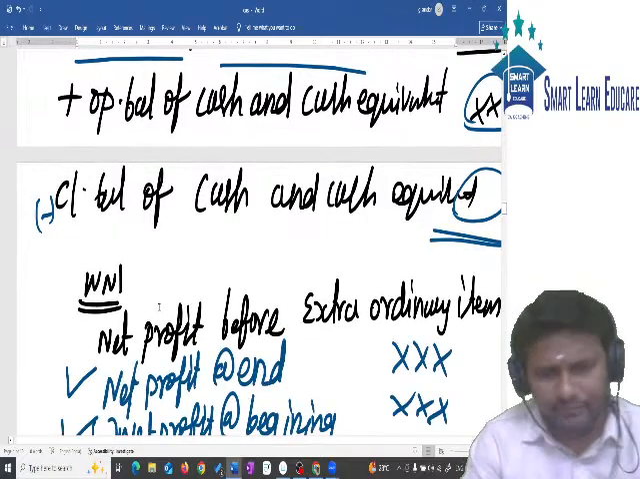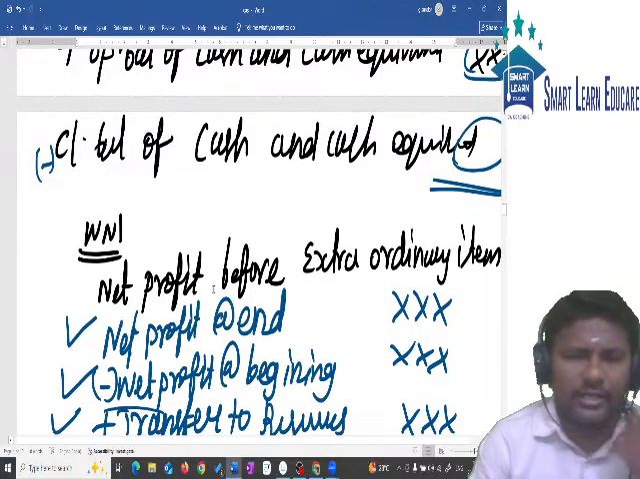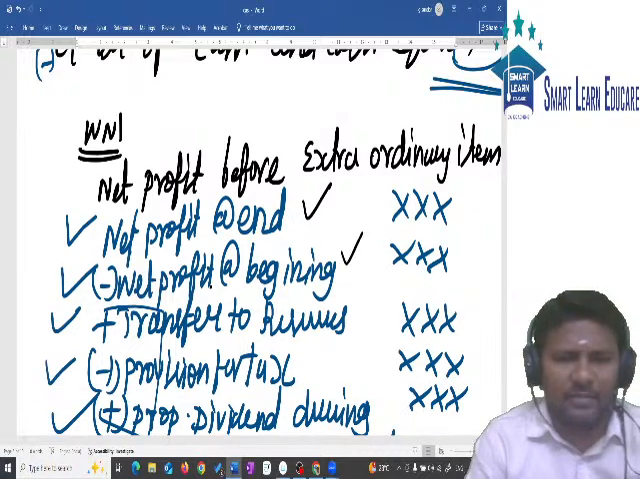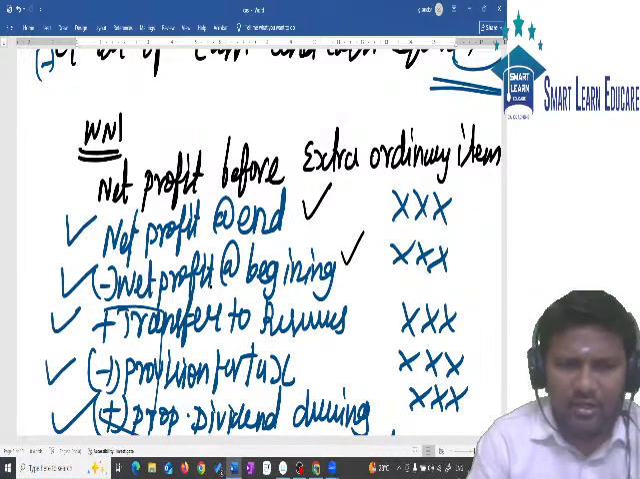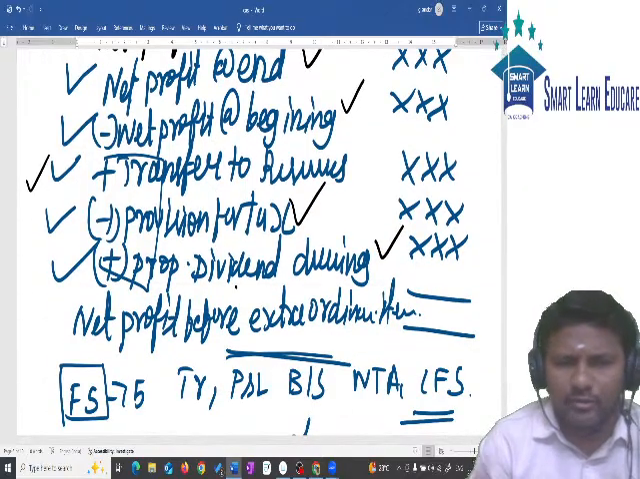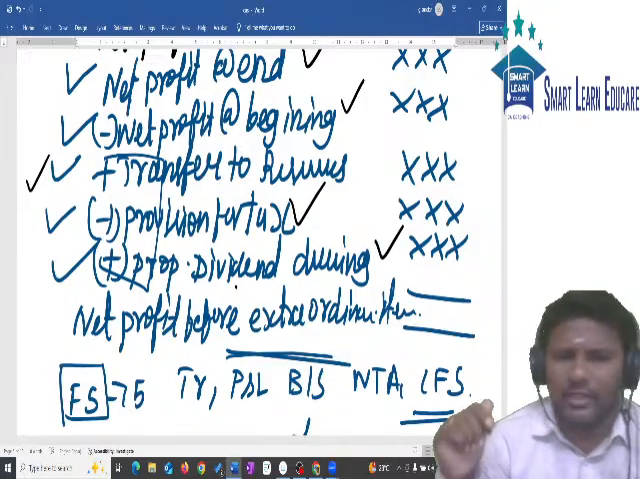What is the starting point of this cash flow? Net profit before extraordinary item. What is the net profit before extraordinary item? It is the net profit at the ending period minus net profit at the beginning period, and with that, we should add reserves and also add provision for tax and also add proposed dividend. Three things, remember: one is reserve, provision for tax, and proposed dividend.